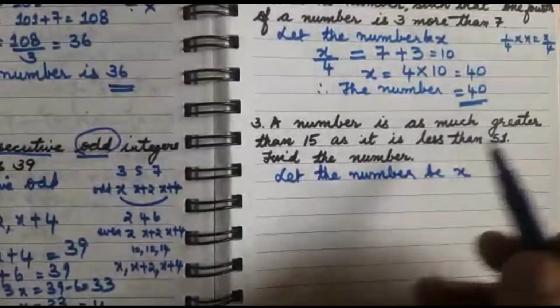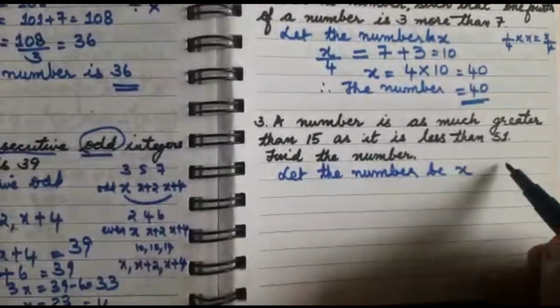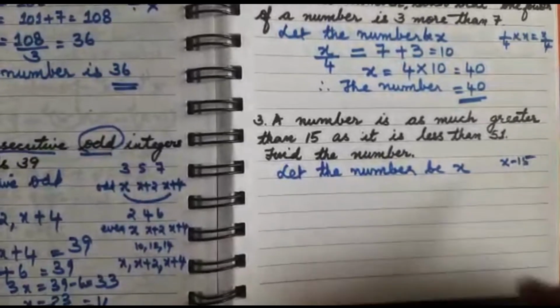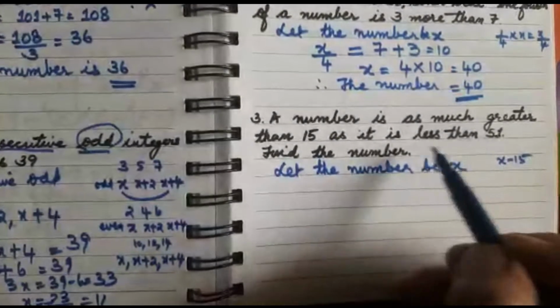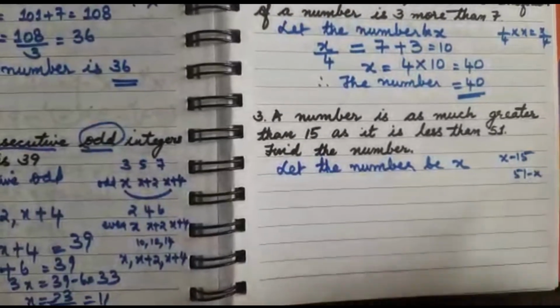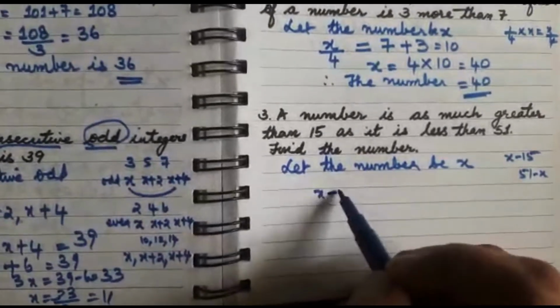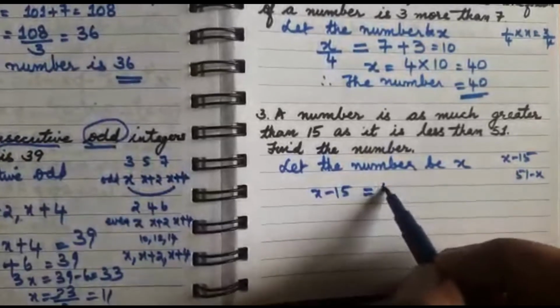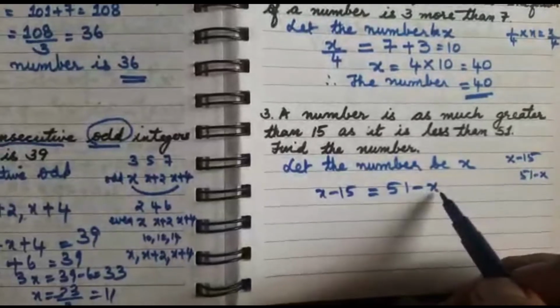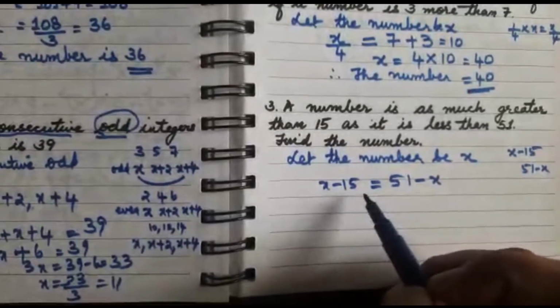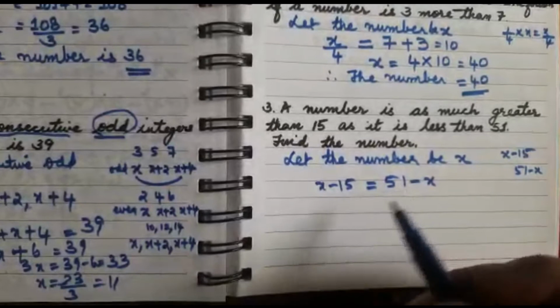The number is as much greater than 15. So the number is big, that means x minus 15. It is as much less than 51, so 51 minus x. That means x minus 15 will be equal to 51 minus x, because 51 is more than x, and here x is greater than 15. So x minus 15 will be equal to this one.